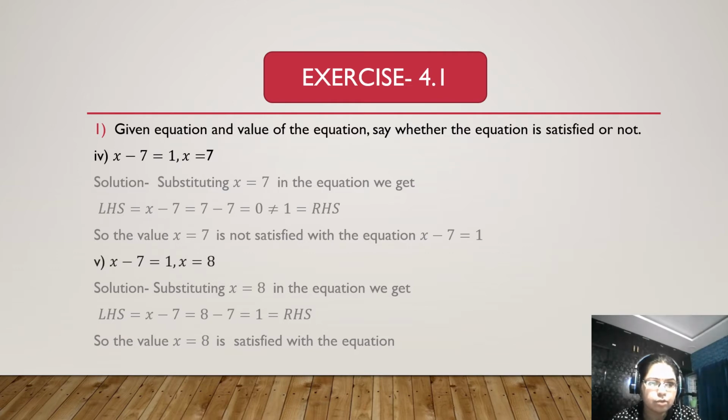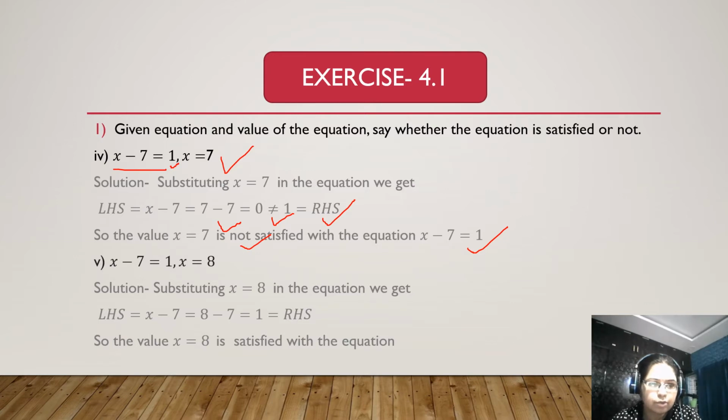Now we solve the fourth part: x minus 7 equal to 1 and x equal to 7. We have to substitute x equal to 7 in the equation x minus 7 equal to 1. In the left hand side x minus 7, we substitute x equal to 7, that is 7 minus 7. 7 minus 7 is 0, and 0 is not equal to 1, which is the right hand side. So x equal to 7 is not satisfied for the equation x minus 7 equal to 1.